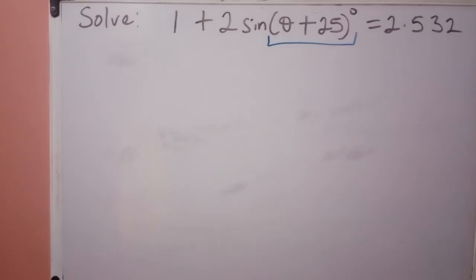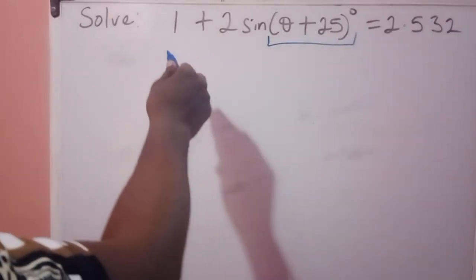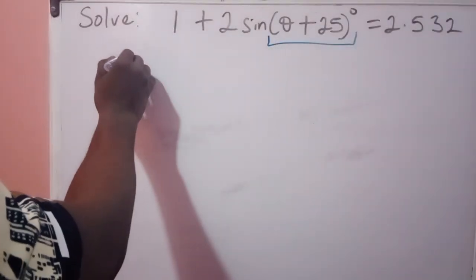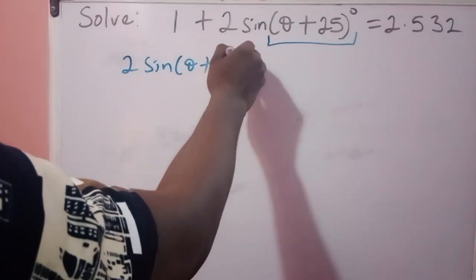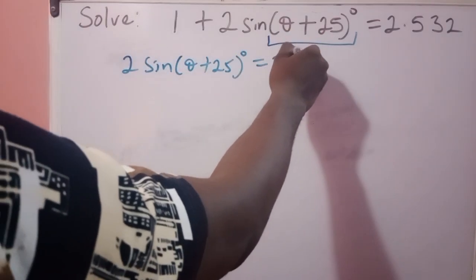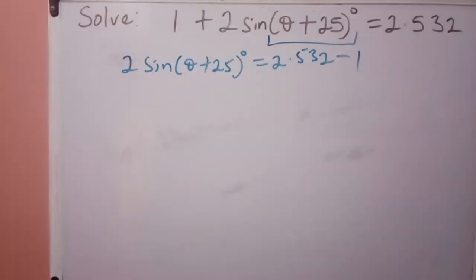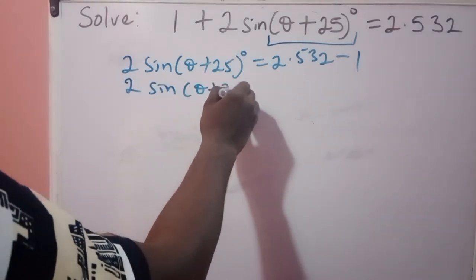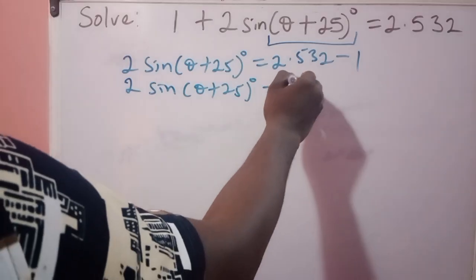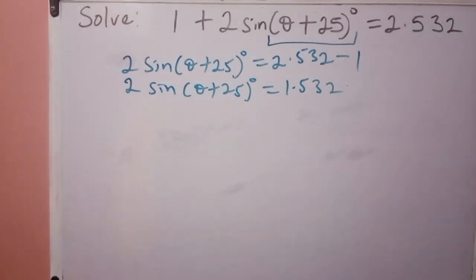So very simply, of course, while solving this, the very first thing to do is to make this the subject of formula. So we have theta plus 25 degree equals to, we have 2.532 minus 1. So that's the very first step to take. So we'll be having our 2 sine theta plus 25 degree equals to 1.532. All right.